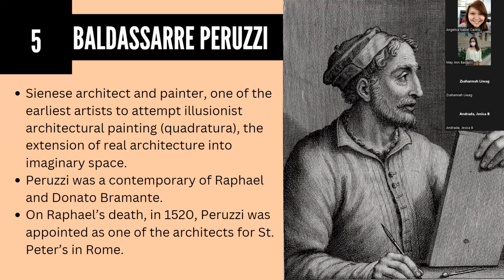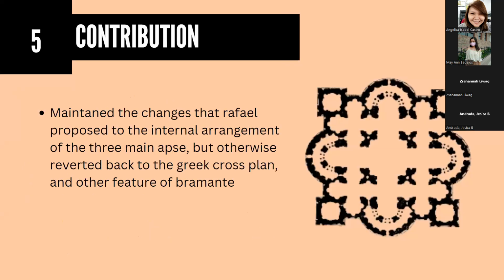Next po. Yung contribution po niya is, he maintained the changes that Rafael proposed to the internal arrangement, to the three main apses. Pero yung iba po doon is, bumalik lang po siya doon sa Greek cross plan na pinopose po ni Bramante.